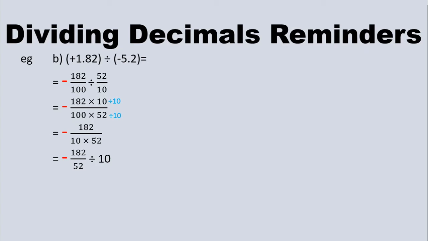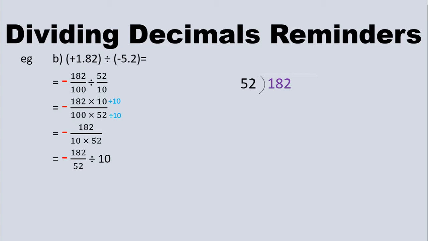So let's set up that long division then. 182 is inside the house. 52 is knocking on the door, asking how many times can I go in. 52 cannot go into 1. 52 cannot go into 18. 52 can go into 182. How many times though? Think this through.